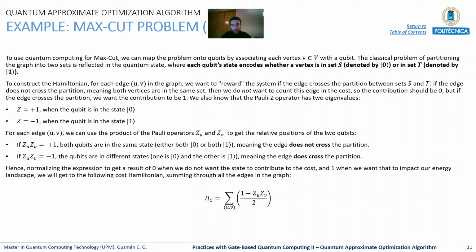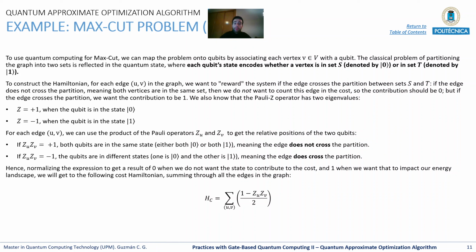Of course, if the edge doesn't cross the partition, if the edge is not divided, both vertices would be in the same set. So we don't want to count this edge, so the contribution for us should be 0. And the other way, we would want it to be 1. So this way, we will be maximizing the Hamiltonian if the vertices correspond to different sets.